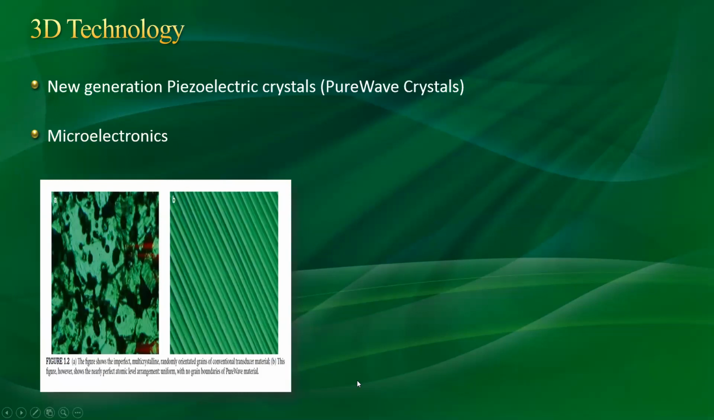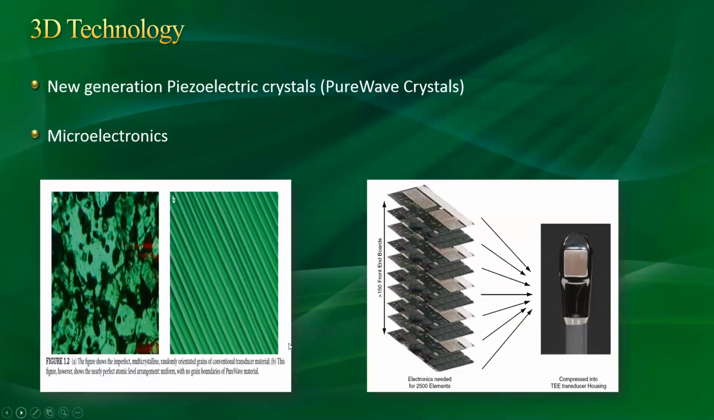This is a microscopic picture of these crystals. On the left, your conventional ceramic crystals, you can see clear boundaries, you can tell there's a clear direction. And if you look at the PureWave crystals, it's very homogeneous, almost perfect in uniformity and direction. So this allowed us to acquire 3D imaging because with the ultrasound beam, we can control where it goes and where it comes back.